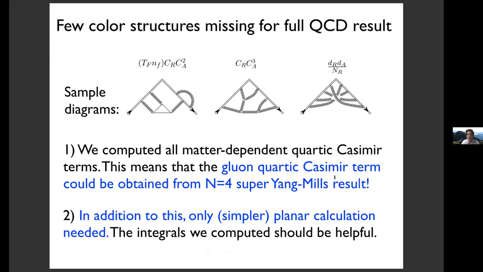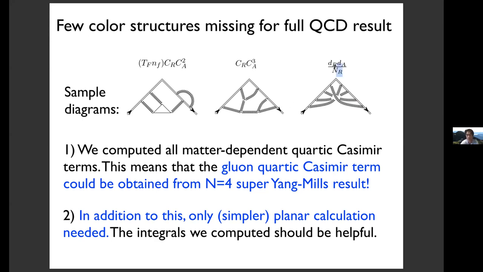So now we've computed this matter-dependent quartic Casimir. I think it's interesting to look at what's missing actually if we wanted to know the complete 4-loop QCD result. And it turns out that there's only a few further color structures that are needed. So in my mind, perhaps the most interesting or most complicated is the gluonic quartic Casimir. Well, let me first say something about the other two. Assuming that you knew the gluonic quartic Casimir one, then one can show that the 2 remaining other color structures, although perhaps they don't look like so, can be computed only requiring a planar calculation. And that's, of course, much simpler. And I would expect that these Feynman diagrams and the master integrals that we computed will be quite useful there.